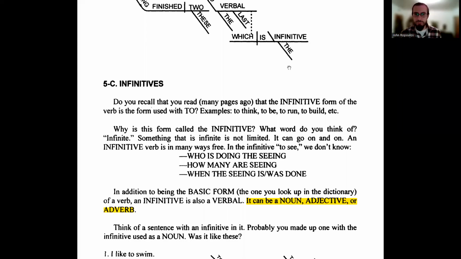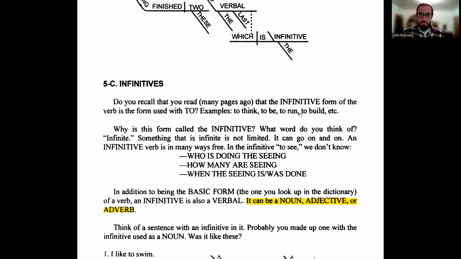Okay, the last verbal is the infinitive, and it's very easy in comparison to participles. All right, gerunds are pretty simple, but do you recall that you read many pages ago that the infinitive form of the verb is the form used with to? Examples: to think, to be, to run, to build. Why is this form called the infinitive? What word do you think of? Well, infinite. So something that is infinite is not limited.